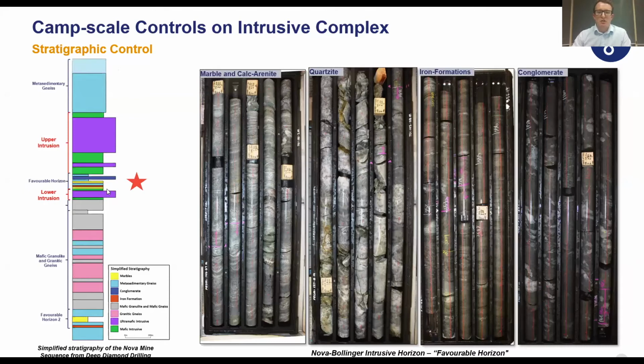It has a lot of small intercalated units, and the units are quite different to what you see throughout the rest of the sequence. We have a lot of reactive units, marbles and calcarenites, quartzites. We have iron formations which are loaded with sedimentary and other kinds of sulfides. And then we have these units which are called metaconglomerates, although the protolith of those is quite debated.